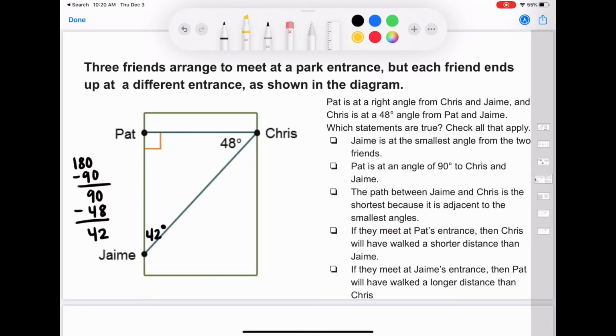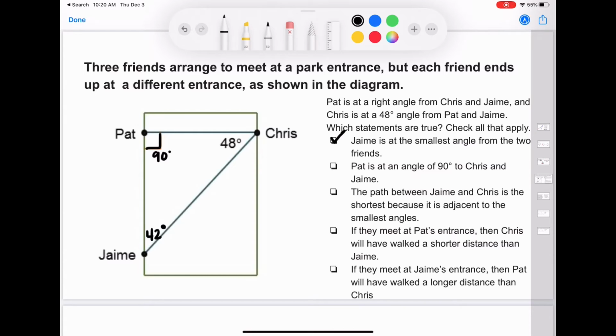So Jamie is at a 42-degree angle. Okay, so now that I know that information, I'm going to erase this, just so I don't get boggled up with all these different things on here. And now I'm going to look at which statement is true. The first one says, Jamie is at the smallest angle from the 2 friends. Well, we know that Pat is at a 90-degree angle, Chris is at a 48-degree angle, and Jamie is at a 42-degree angle. So Jamie is in fact at the smallest angle. So we can check that one as true.